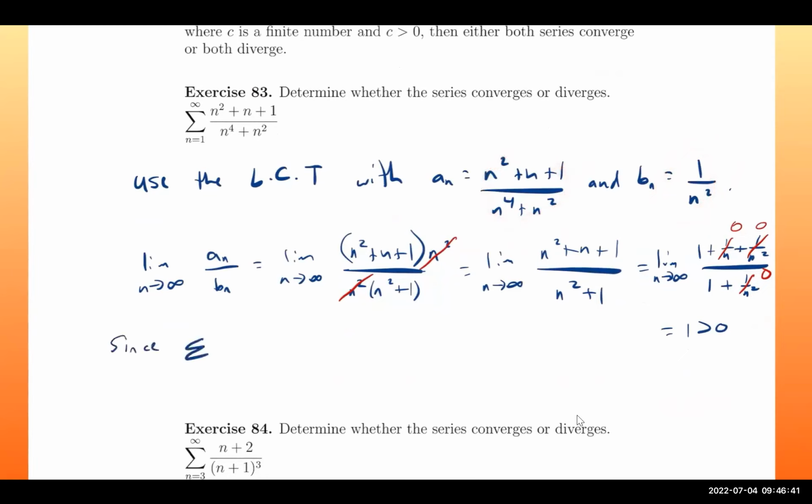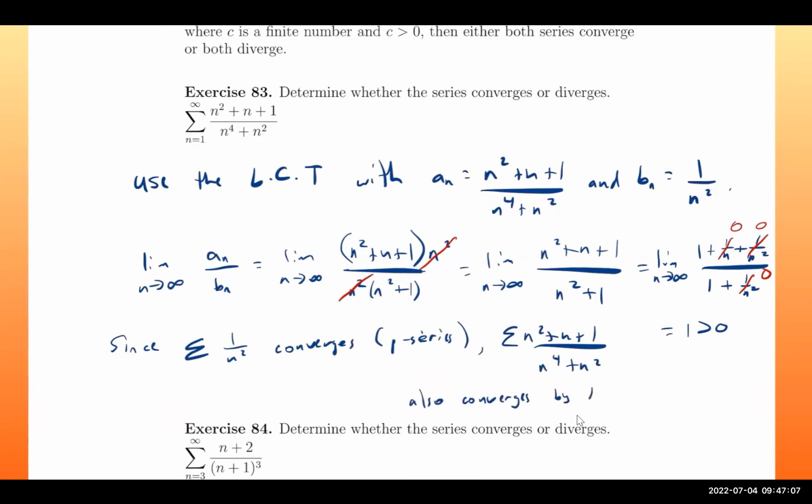Since 1 over n squared converges, it's a p-series, the series also converges by the limit comparison test.